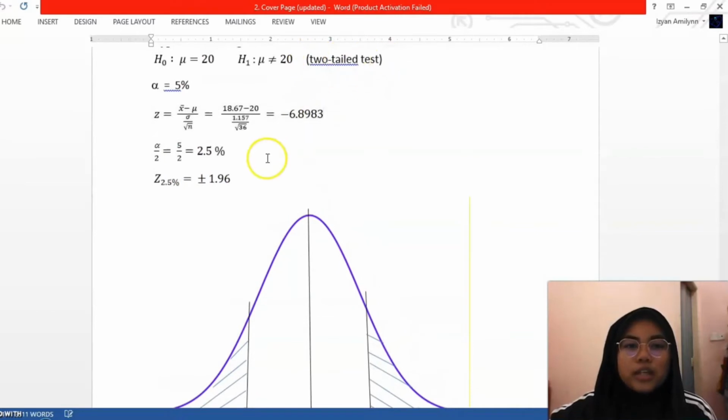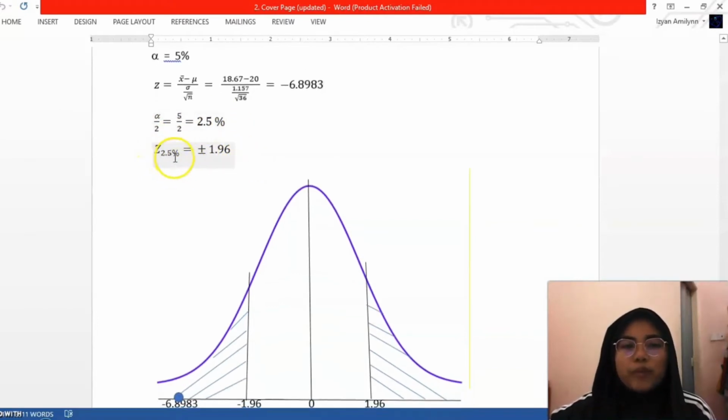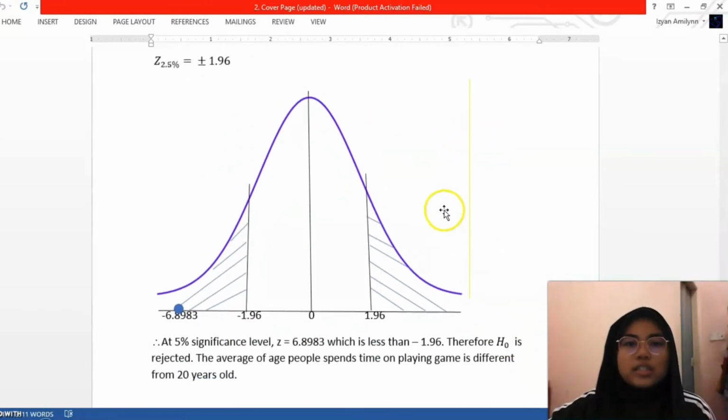The fourth step is we need to find the critical value. Because of the two-tailed test, we need to divide the significance level by 2, so the final value is 2.5%. For z at 2.5%, we find it from the normal distribution table. The value of z at 2.5% is positive 1.96. So this is the graph. Because of the two-tailed test, we have two shaded regions, the left tail and the right tail. These are the critical values, negative 1.96 and positive 1.96.